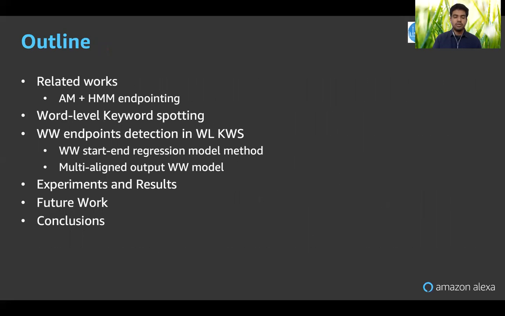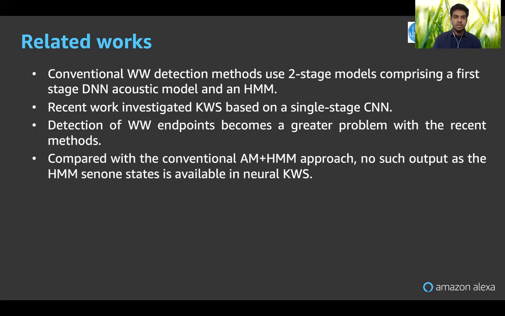So this is the outline of the presentation. First we'll discuss related works. I will start the related works with the conventional wake word detection methods that use a two-stage model architecture. The first is a neural network, which acts as an acoustic model, and the second is an HMM, which orders the outputs of this DNN in a way that it represents a word, or it can be a sentence as well.